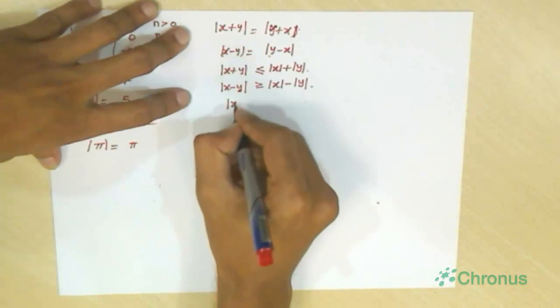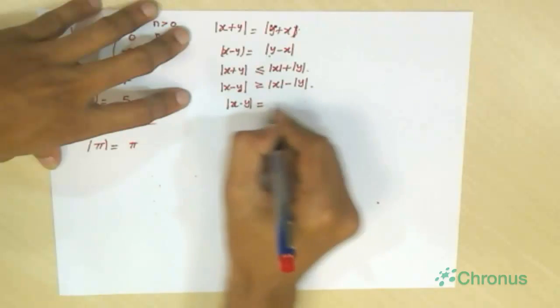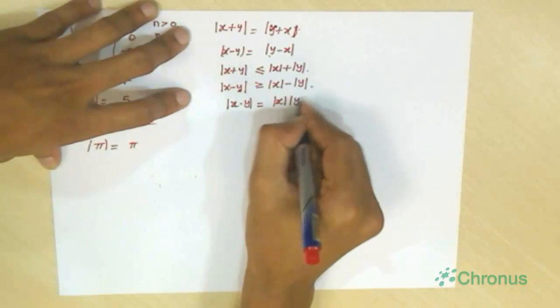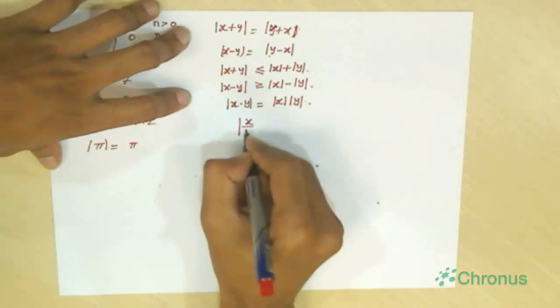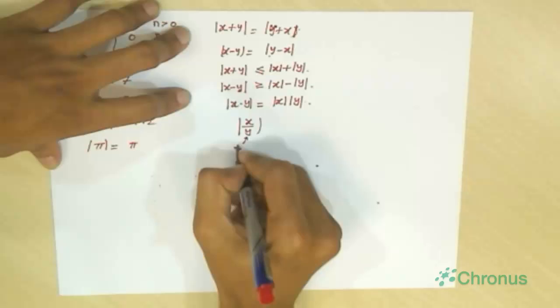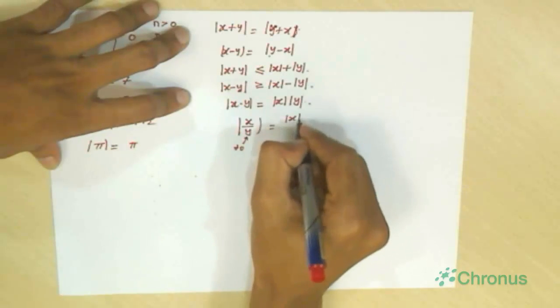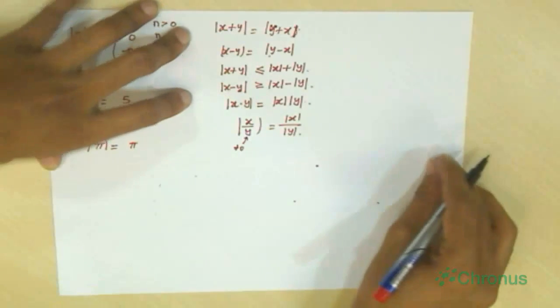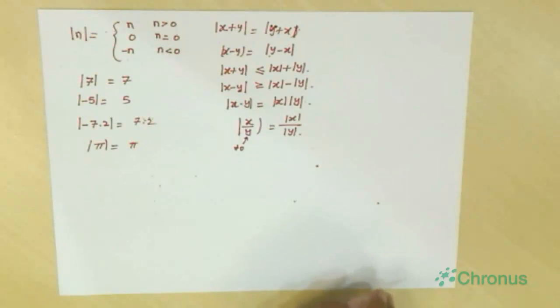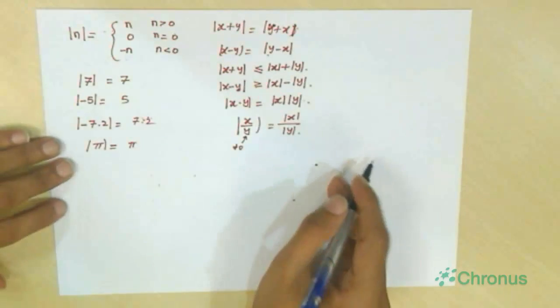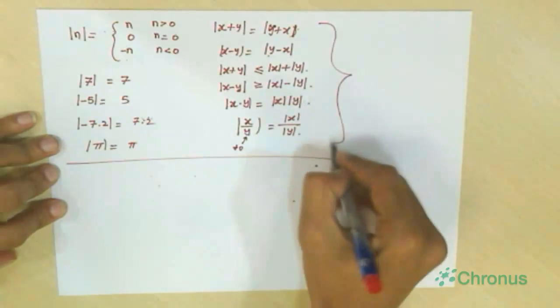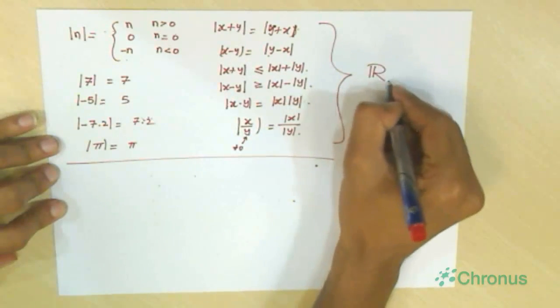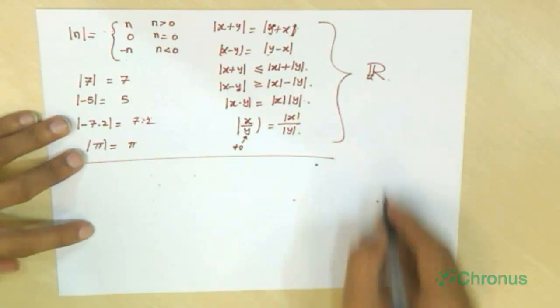And the absolute value of x into y is equal to the absolute value of x into the absolute value of y. And the absolute value of x by y, where y is not equal to 0, is equal to the absolute value of x by the absolute value of y. And this concept of absolute value is for real numbers. We have a similar concept for complex numbers.